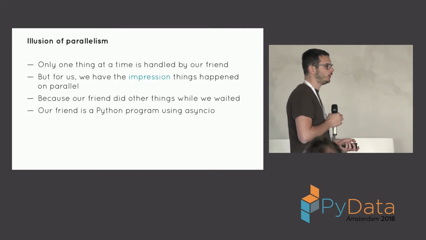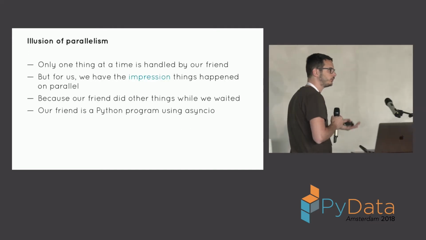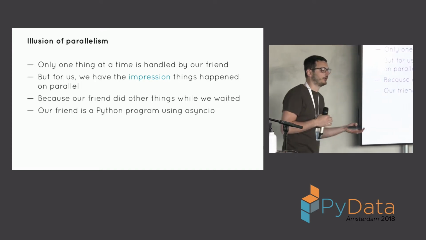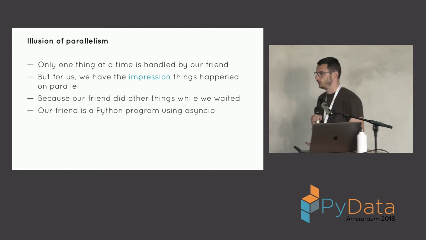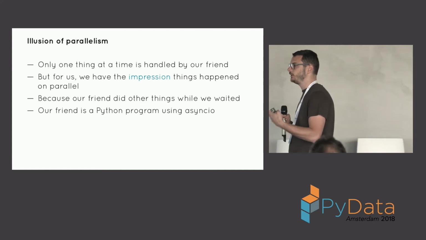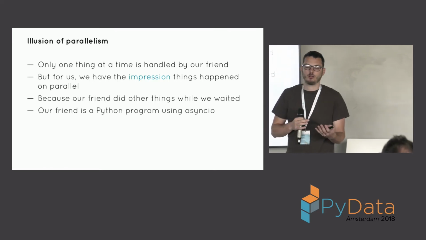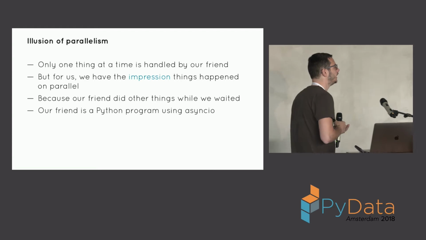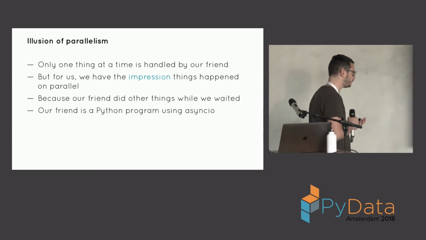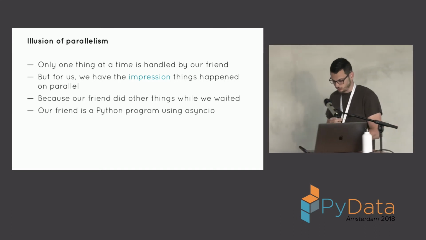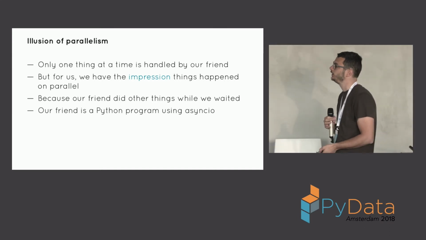So basically, we have the illusion that our friend can do things in parallel, while it's not really in parallel. It's just doing other things while he's waiting. But we, as programmers or as users, have the impression that things happen in parallel or concurrently, because it seems like he's doing multiple things while he was waiting. Of course, our friend is a Python program using Asyncio. That's why I use it instead of they.